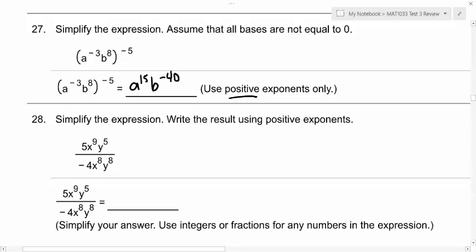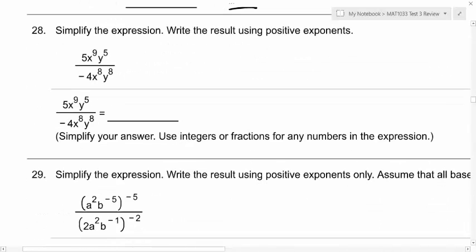Good. So how would you write the final answer? A to the 15th over b to the 40th. Good. The negative exponent becomes positive by moving it to the opposite position. Perfect. Okay, how about number 28?